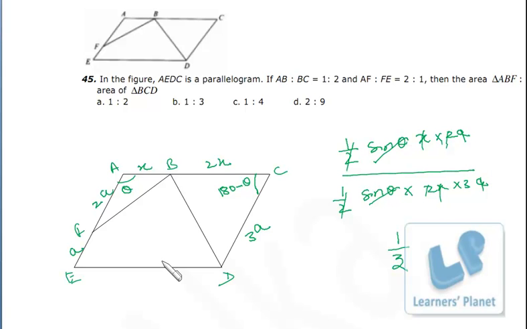So the problem can be done in seconds if you know the sine formula and if you know this logic, that is sum of interior angles of the parallelogram is 180 degree, right? Or you can say adjacent angle, sum of adjacent angle should be 180 degree. Right? Sine 180 minus theta is sine theta, that you must be knowing. Okay, I hope you are clear.